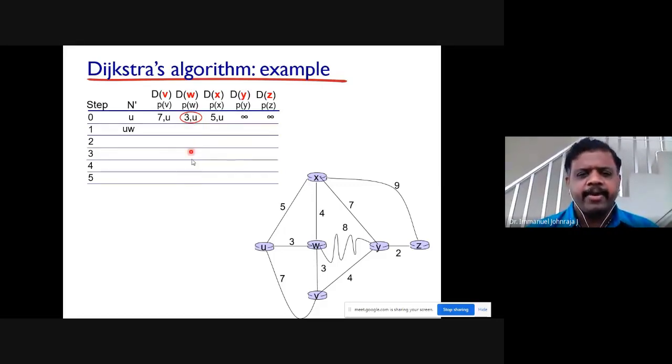Now you are here. From w, who are all connected? u is already done, so we are not going to use that. w is connected to v, x and y. For x, what is the path? This is the critical place you should understand. From u to x, I repeat, from u to x through w, what is the path? It is 7. To go to x, who is the predecessor? w.